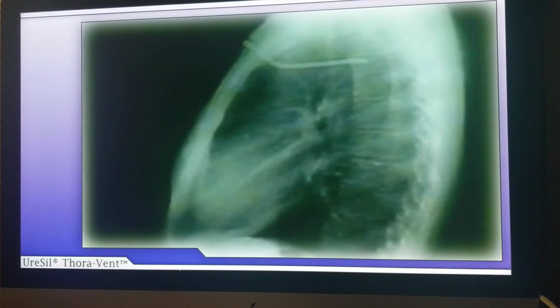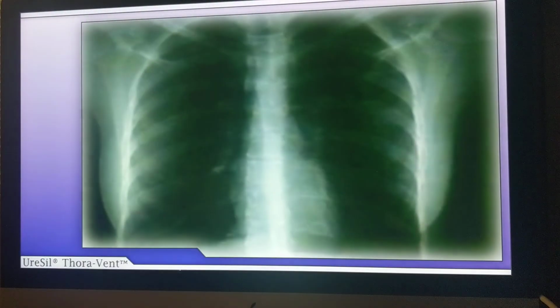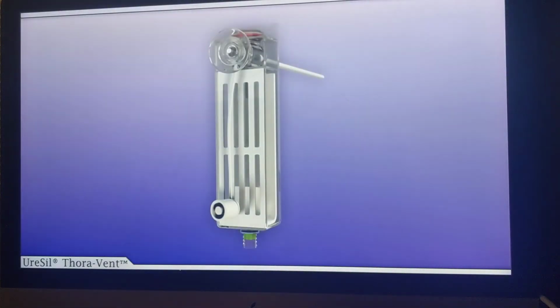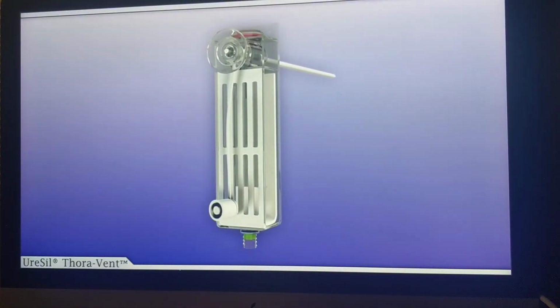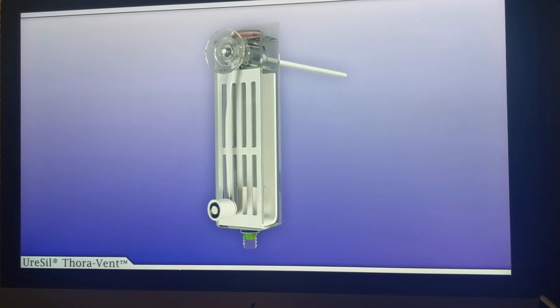This lateral radiograph demonstrates the compliance, conformability, and kink resistance of the Thora-vent catheter. This radiograph shows the patient's lung still fully expanded after removal of the Thora-vent. Prior to using the Thora-vent, it is important to review the instruction booklet.